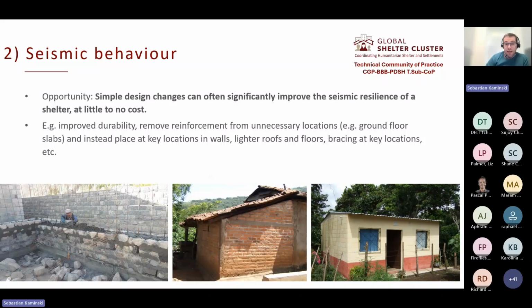So what's the opportunity? Again, simple design changes can significantly improve the seismic resilience of a shelter at little to no cost. Again, we're not aiming for code compliance. It'd be great to achieve that, but realistically, we know we can't. But by good design, by putting reinforcement in the right areas, we can improve the resilience. I often see many shelter designs where a lot of money has been spent on the foundations and the ground floor slab, as examples, unnecessarily, and instead one can remove reinforcement from that, place it in the walls, and overall your seismic behavior is significantly improved at no additional cost.